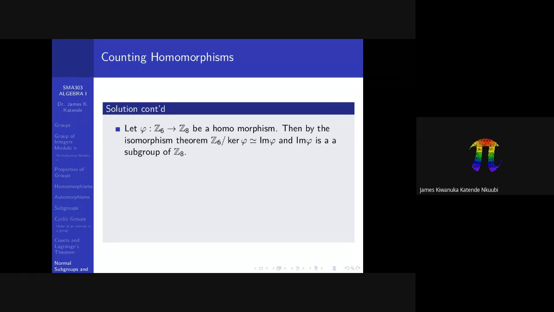So now with that information, let's assume that we have a homomorphism.